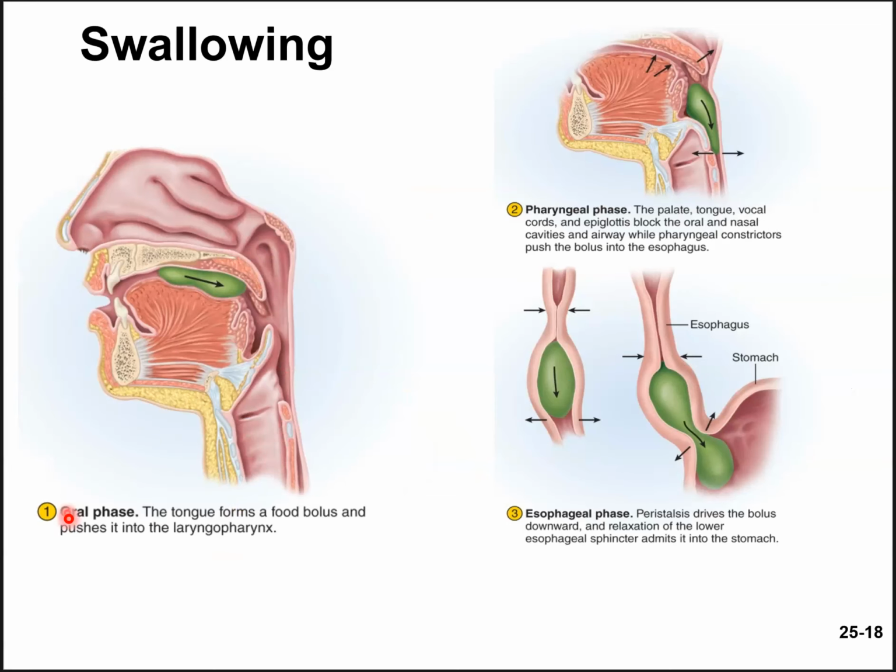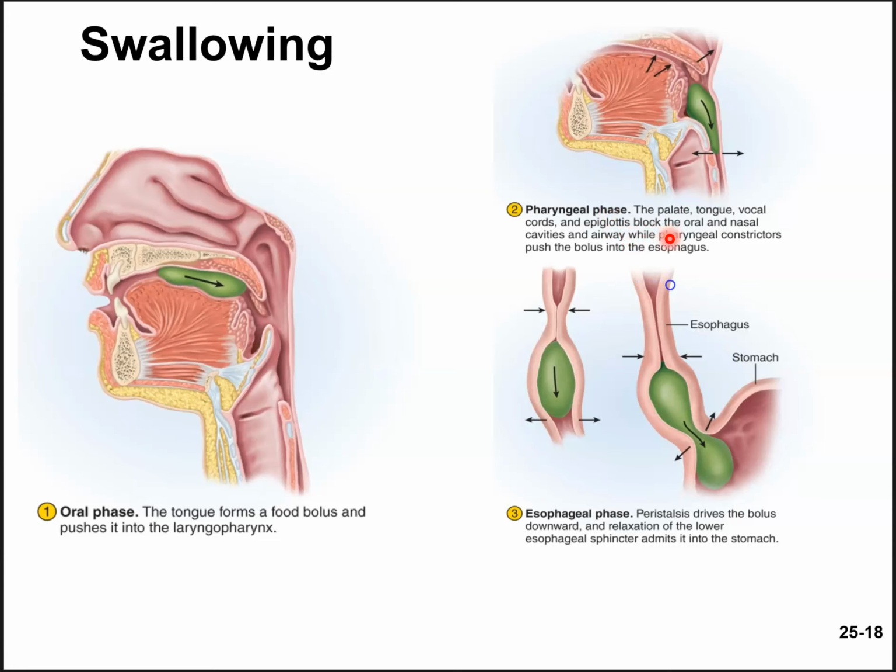So the process of swallowing can be divided into three phases. The first one is the oral phase. The oral phase is the voluntary phase that we just talked about. So you form a bolus in the presence of saliva and a lot of water in the mouth, and you swallow it. The next phase is the pharyngeal phase.